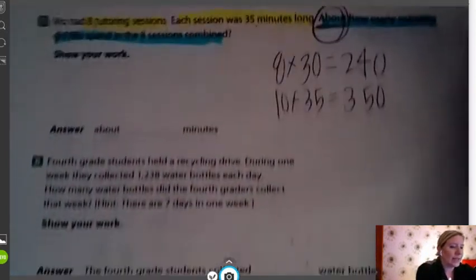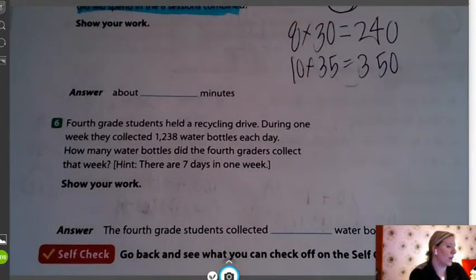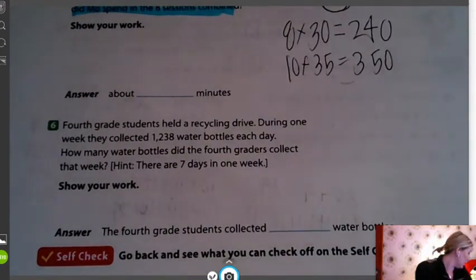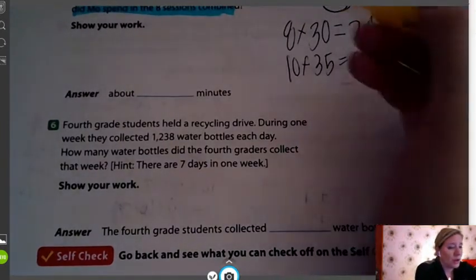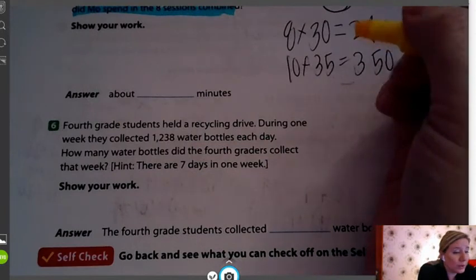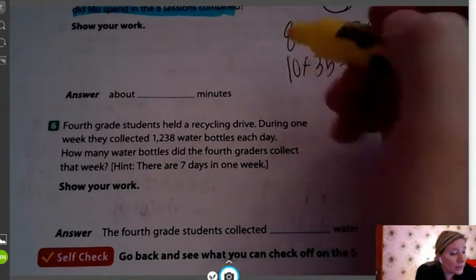All right, let's look at the last one, number 6. 4th grade students held a recycling drive. During 1 week, they collected 1,238 water bottles each day. How many water bottles did the 4th graders collect that week?